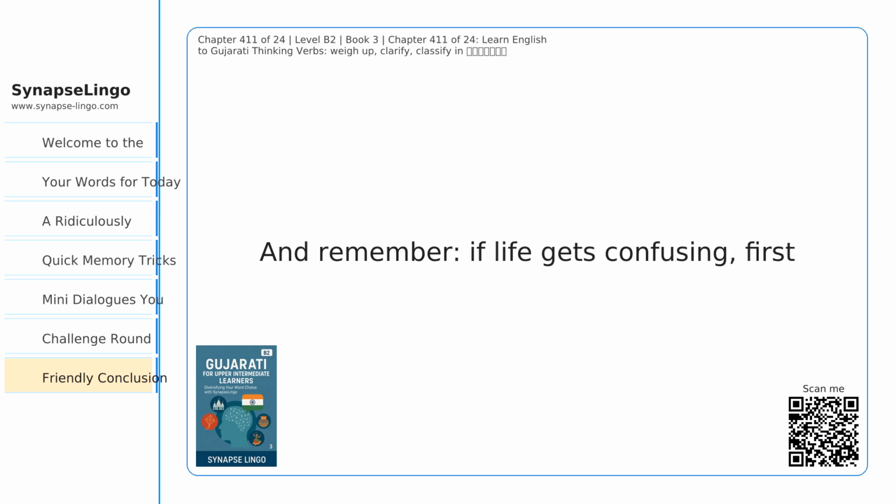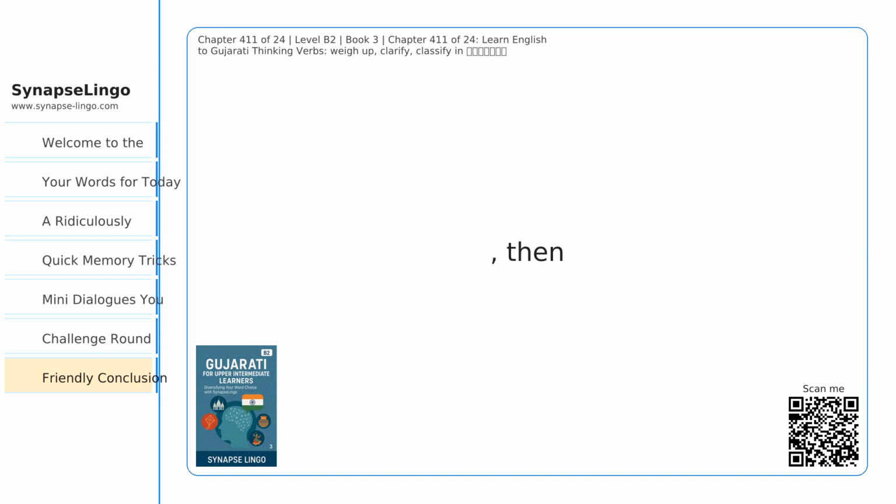And remember, if life gets confusing, first સ્પષ્ટ કરવું. Then તોલવું. And if needed, always bring snacks.